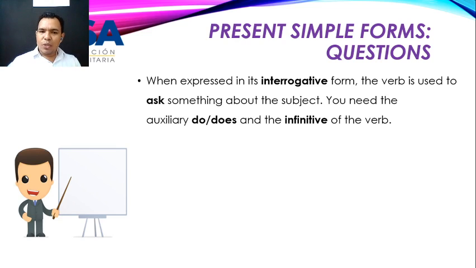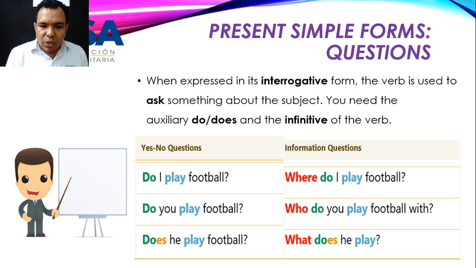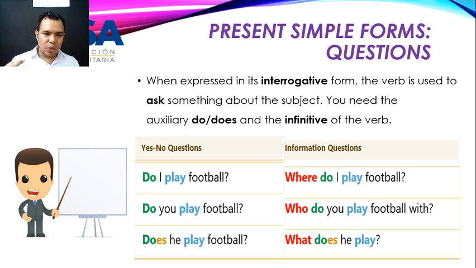The structure also changes. The order of the words also changes. In yes no questions, we use the auxiliary at the beginning of the sentence. Do I play football? Do you play football? Does he play football? As in negative, we only change the auxiliary when the subject of the question is the third person. So instead of using do, we use does.